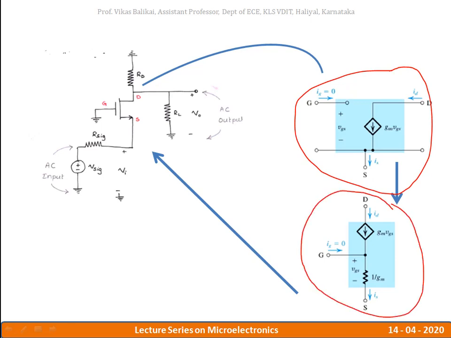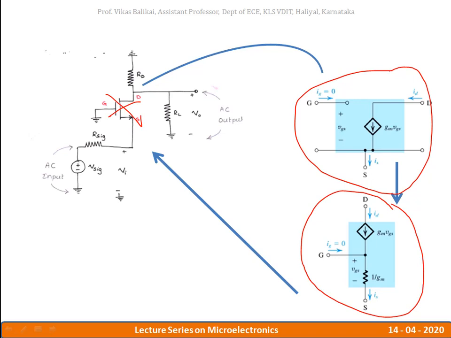So I can use either of them and replace this MOSFET with either of them. Now here in this particular configuration, I am going to replace this MOSFET with the T equivalent circuit for a simple reason: this particular equivalent circuit will make my analysis much simpler.